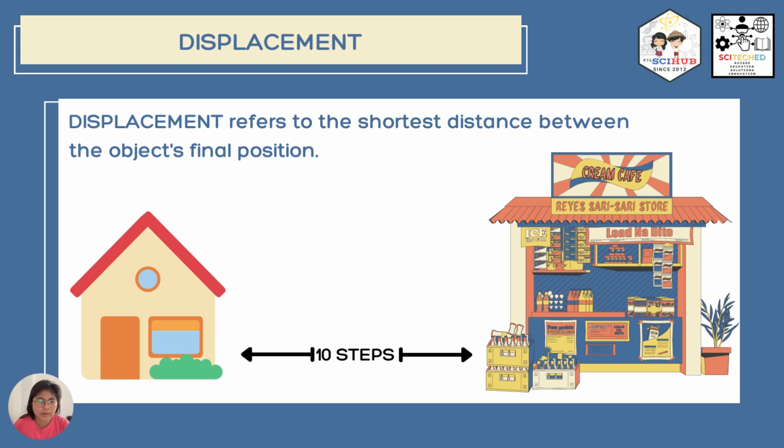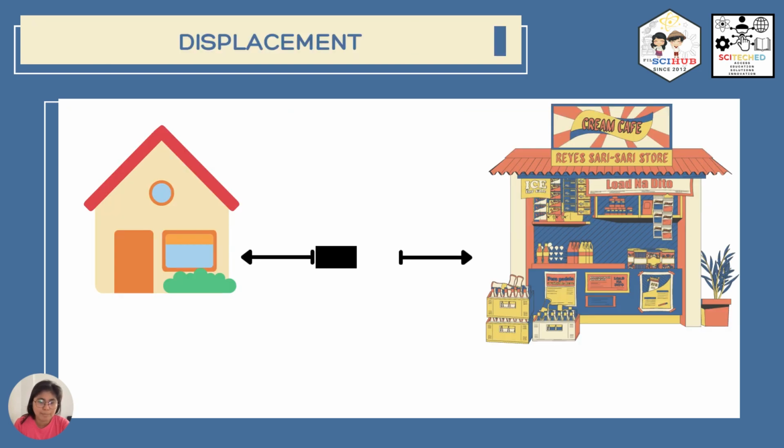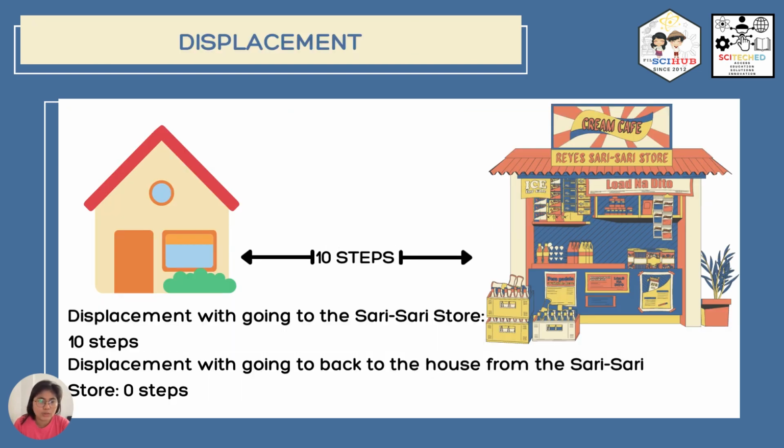So when you go to your house or when you're from your house, then go to the store, your displacement is also the same. That is 10 steps. But when you go back to your house from the store, your displacement from your house is 0, right? This is because your initial position is the same with your final position. So the shortest distance between those positions is 0.